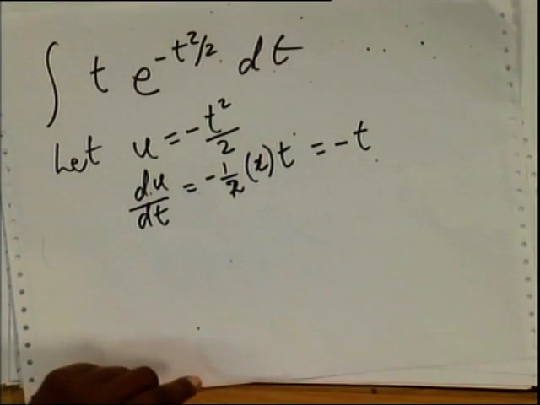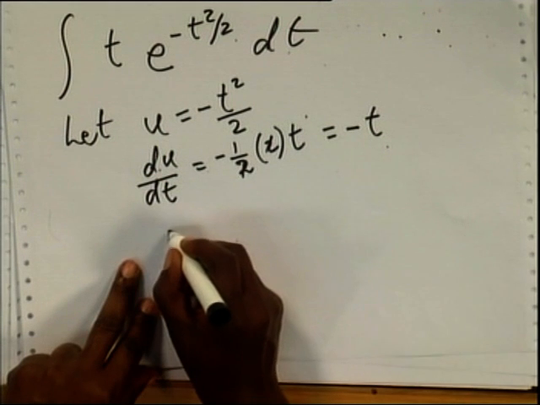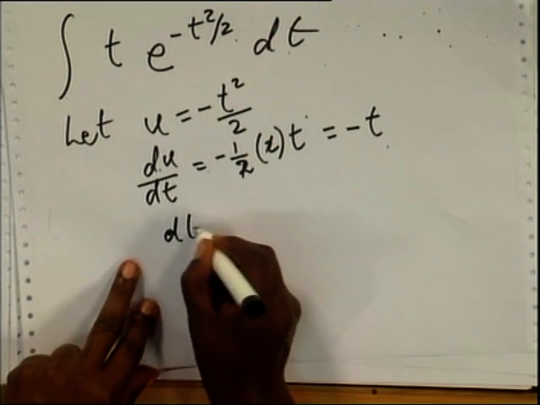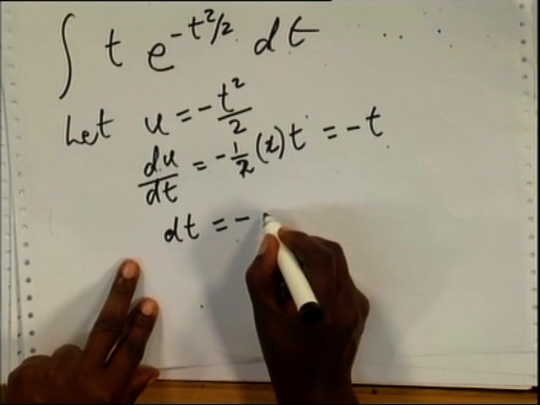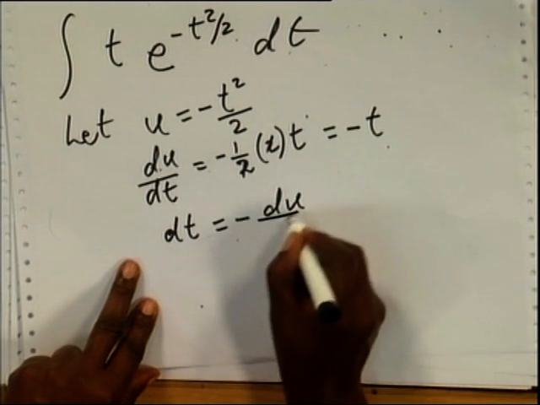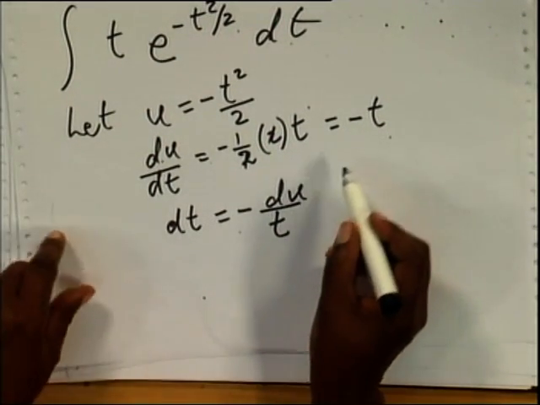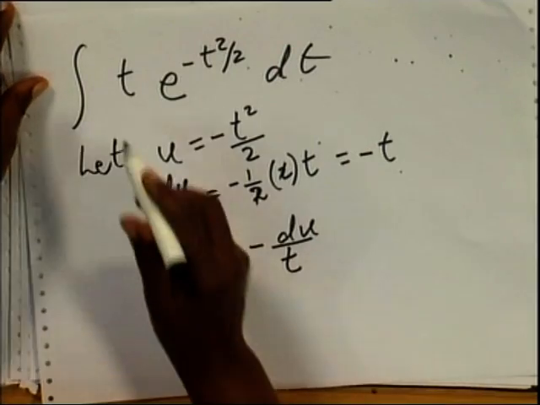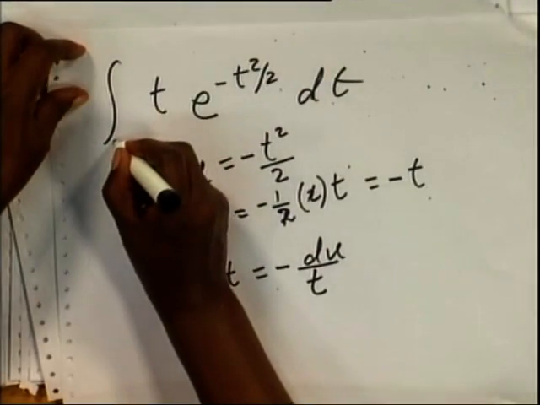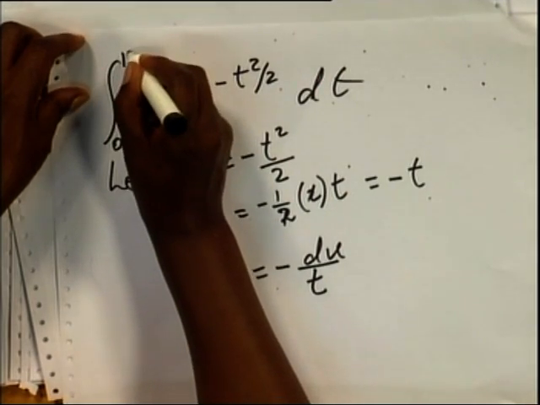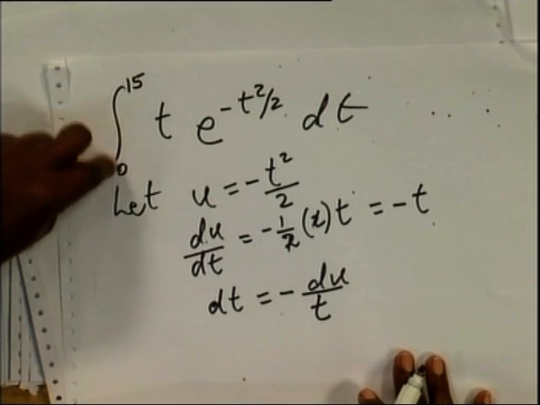Now, I'm going back to make dt the subject of the formula. My dt is equal to minus du over t. That's what my dt will be. Now, this integral, remember, it is a definite integral. I have 5 here, 0 to 15. I had left it out there. This is a definite integral. I have the limits.